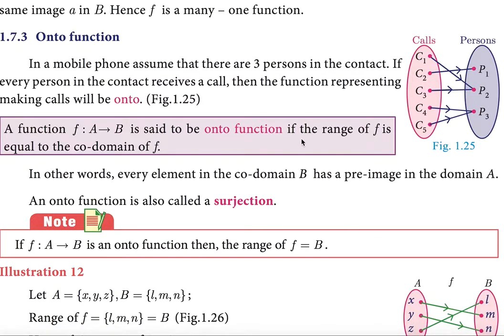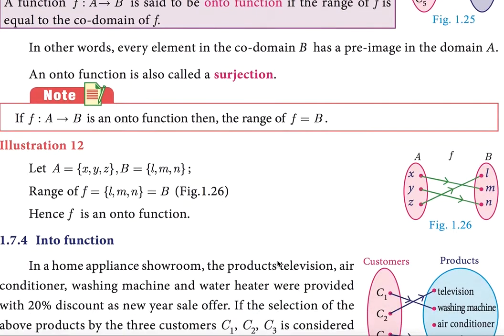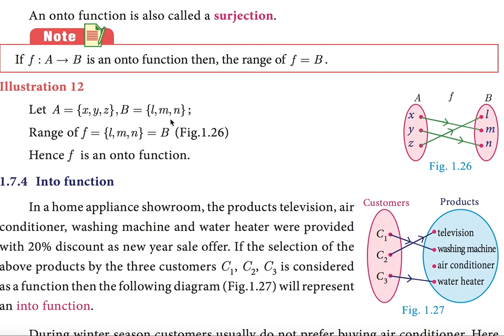That means a function is said to be onto if the range of f is equal to the codomain of f. Okay, this is the codomain, right? In other words, every element in the codomain B has a pre-image in the domain A. An onto function is also called surjection. So if f is an onto function, then the range of f equals B. Right. A is this, B is this. Range of f is l, m, n, that is equal to B. That means it is an onto function. See, this is the range, right?